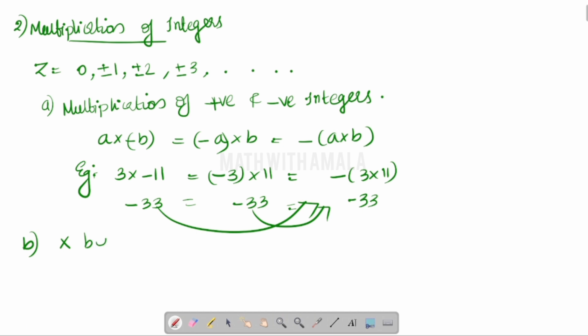Okay. Next, multiplication of two negative numbers. Let us take two different negative numbers.